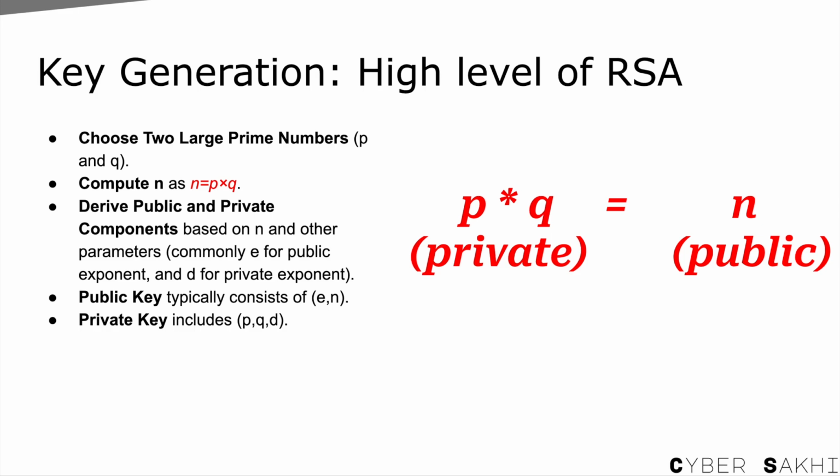Choose two large prime numbers, let's call them P and Q. Compute n as n equals P multiplied by Q. This n is a part of what you share with the world. It is your public key. The real magic of RSA lies in the relationship between these numbers.